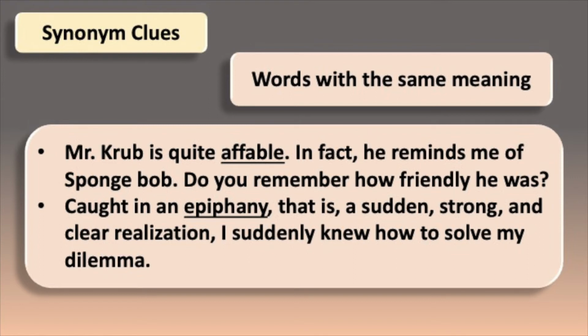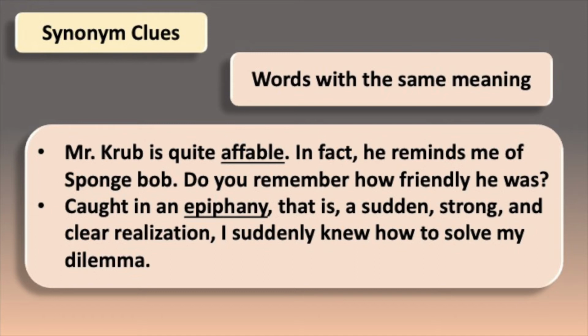Number one, we have: Mr. Crab is quite affable. In fact, he reminds me of SpongeBob. Do you remember how friendly he was? So our unfamiliar word is the underlined word affable. The meaning of affable can also be located within the sentence, and that is the word friendly. Affable is synonymous to friendly, so affable means friendly.